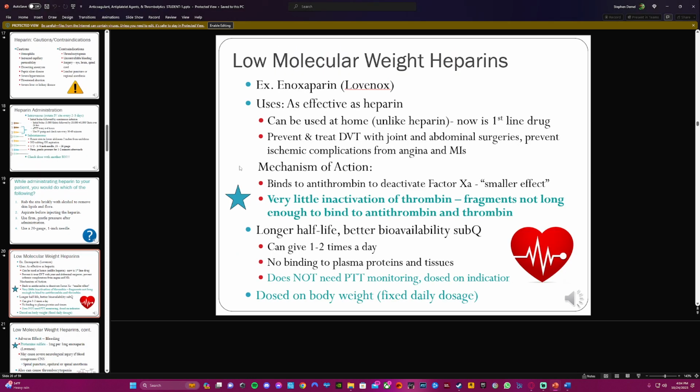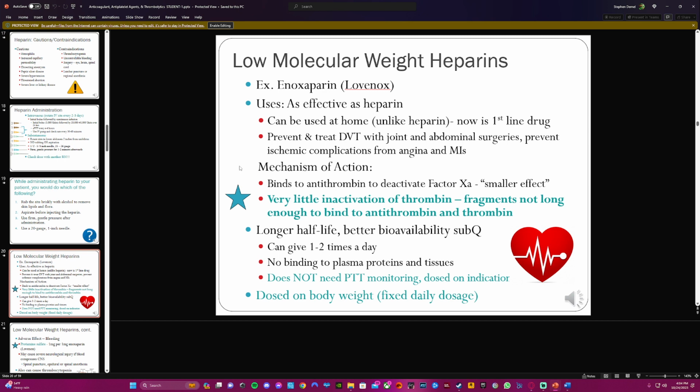Low molecular weight heparins. Examples are enoxaparin or Lovenox. Uses: they are as effective as heparin and can be used at home. Unlike heparin, it is now the first line drug. You can prevent and treat DVTs with joint and abdominal surgeries, and prevent ischemic complications from angina and MIs.